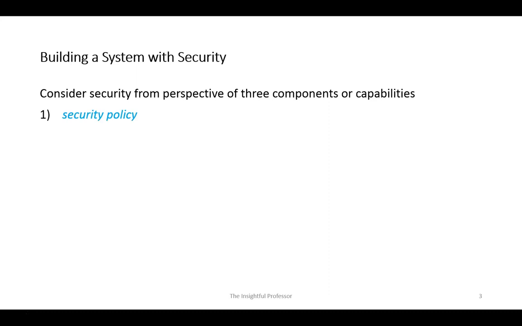First, a security policy. This is a statement about capabilities of the system, what it can do. A security policy defines a goal you wish to achieve. It will address things like confidentiality of data, the integrity of data, the availability of the system itself.